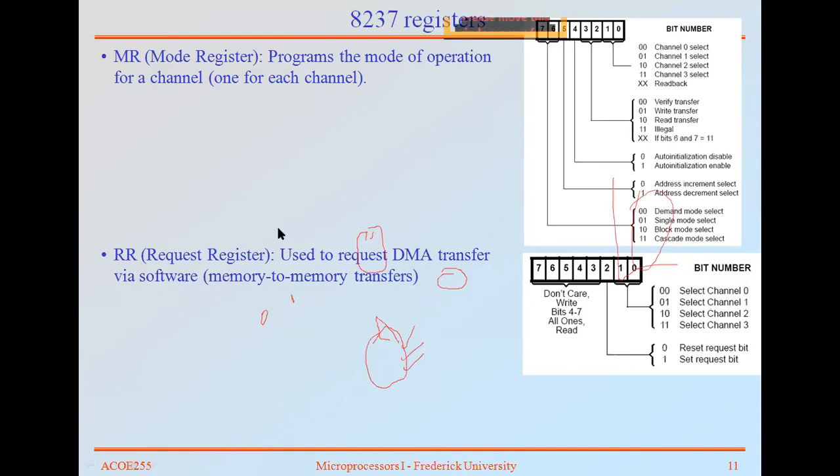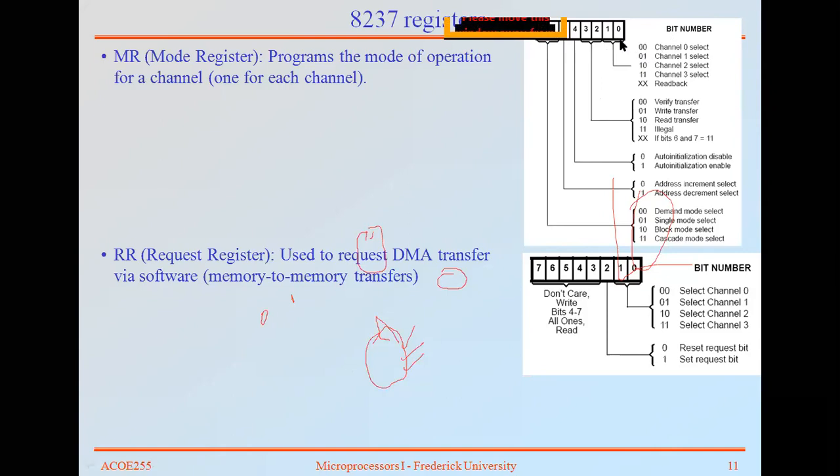How I am using this mode register, see here. This is also an 8-bit command word. See here, the first 2 bits, 0 0 0 1 1 0 1 1. Just assume these are D0 to D7, the data bits in the command register of this mode.